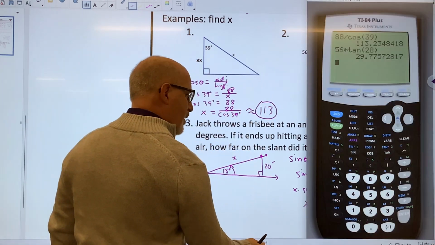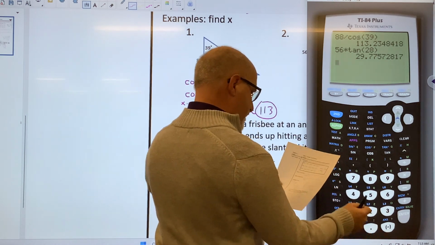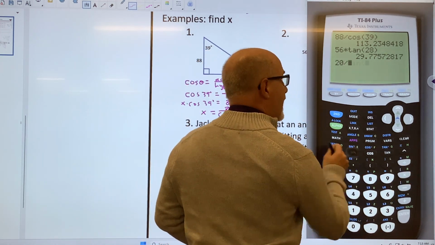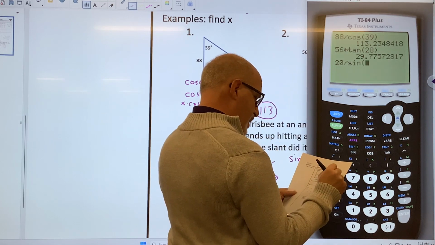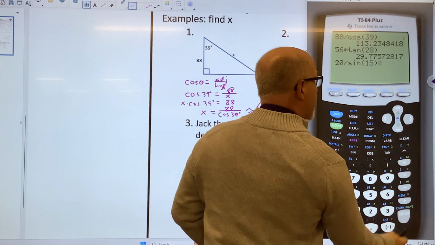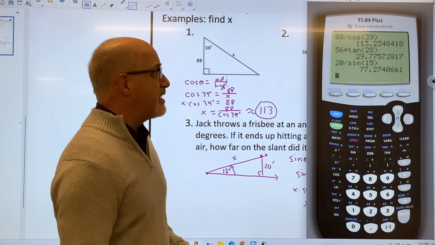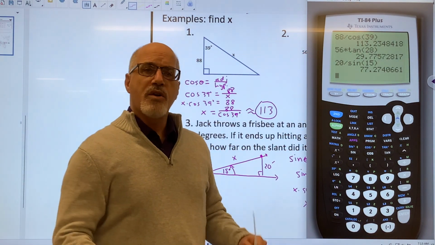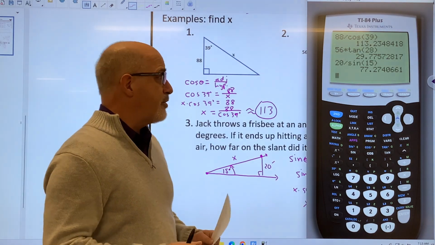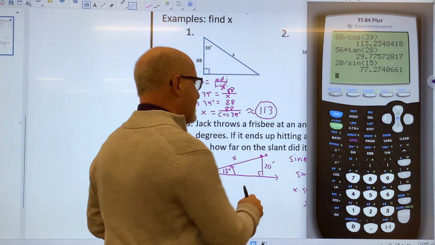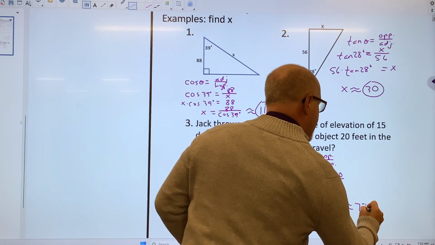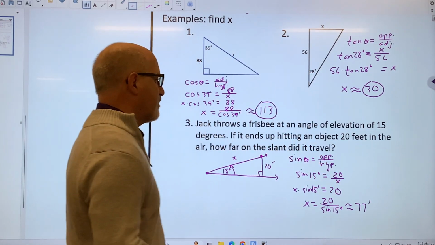We can do that on our calculator. So we'll have 20 divided by sine of 15 degrees. And now I hit enter, and it looks like I get about 77.274, or if I round to the nearest foot in this case, because that would be the nearest unit, I'd get about 77 feet. So this travels about 77 feet on the slant.